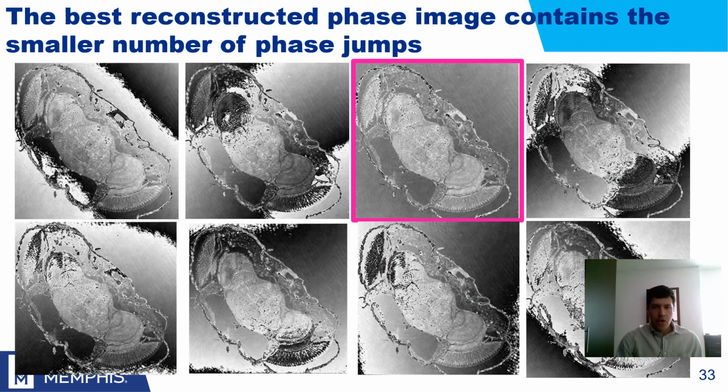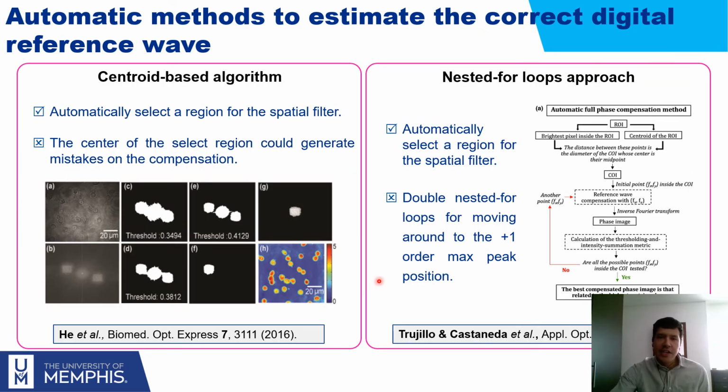Okay, a couple of years ago, we demonstrated that the best reconstructed phase map is the one which has the least phase perturbation. That is the smallest number of phase jumps. So to provide that information, we implemented a metric that accounts for the number of phase jumps present in an image. When we tested over a large number of images, we only needed to see when this number happened to be the smallest. So there is a need to find the optimal non-integer discrete position of the maximum of the +1 diffraction order.